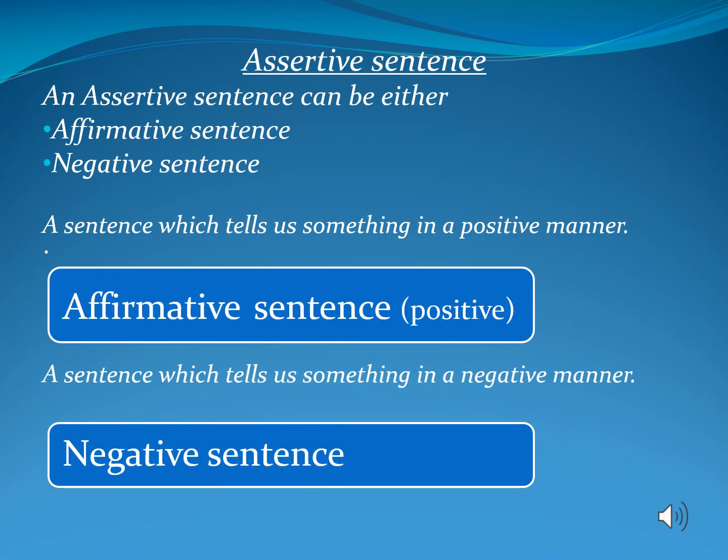An assertive sentence can be either an affirmative sentence or a negative sentence. A sentence which tells us something in a positive manner is called an affirmative sentence. An affirmative sentence is also called a positive sentence. Now the second one here is the negative sentence. A sentence which tells us something in a negative manner is called a negative sentence.